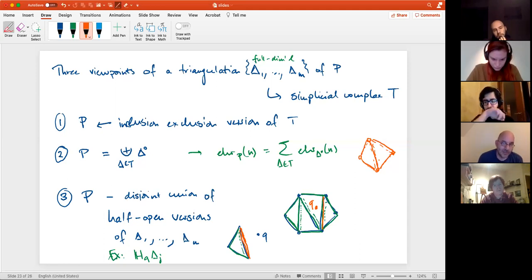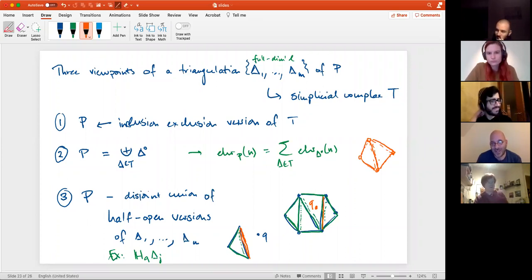Maybe there's, it's quite likely there's something interesting in what you're saying, but let me tell you my point of view. So I'm interested in number 3 just because it allows me to be as lazy as possible. Correct? I have a disjoint union, and I only need the full dimensional simplices of my triangulation. There's a price you pay. You have to make them half open in a certain way. There's no free lunch.